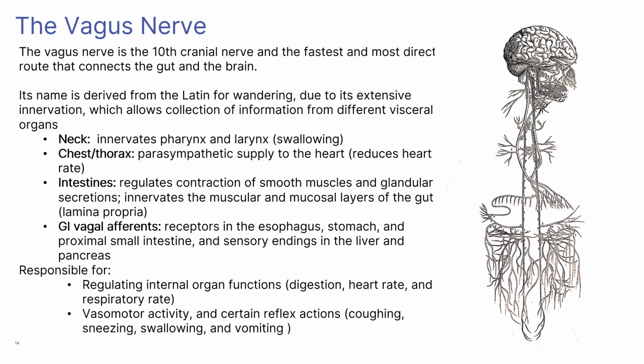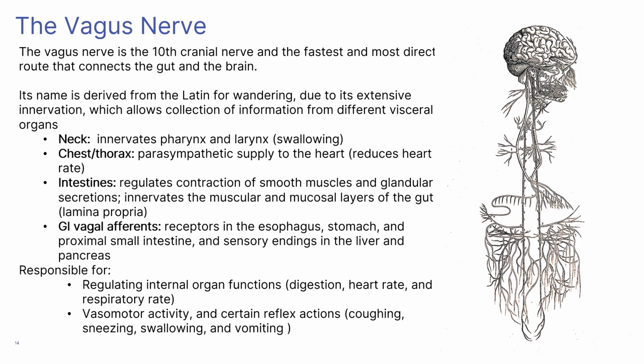As I mentioned before, the vagus nerve is the 10th cranial nerve and is the fastest and most direct route that connects the gut and the brain. The name vagus nerve is derived from Latin for wandering, and that's due to its extensive innervation. We can see here that there are so many neuronal projections off of the vagus nerve, and that is because it collects all of the information from many different visceral organs and shares it with the brain.